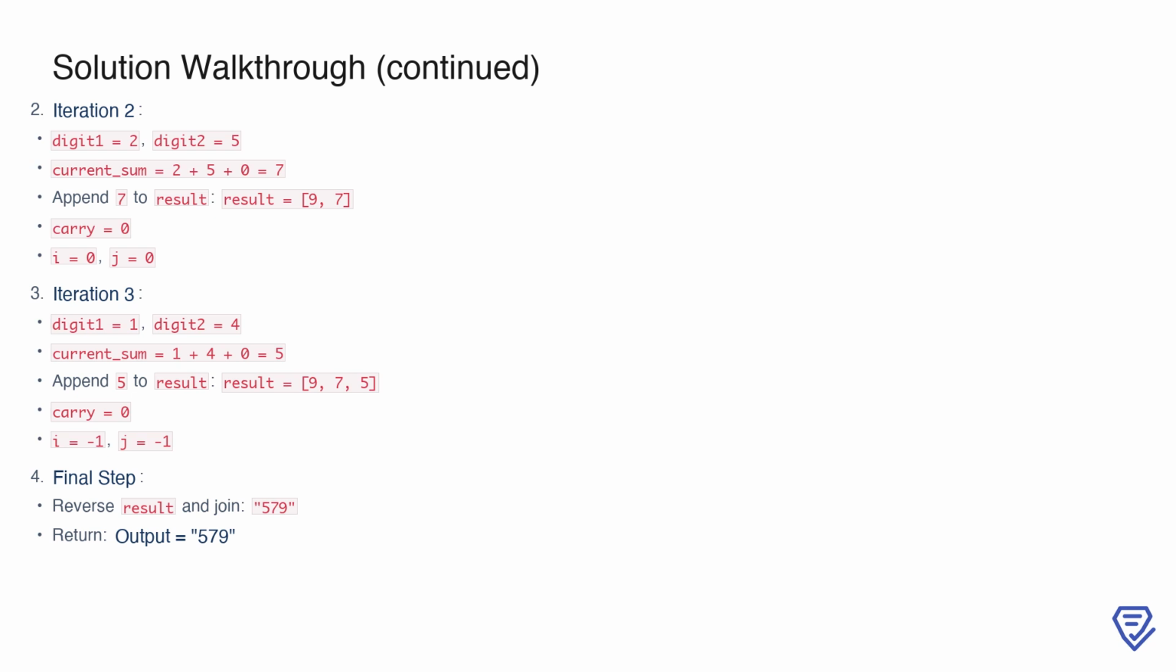At this point, both pointers are out of bounds, and there is no carry left. The final step is to reverse the result list and join its elements to form the output string 579, which we return as the final result.